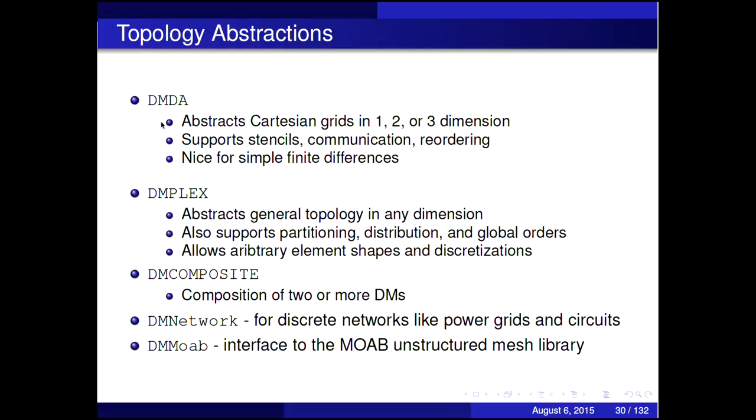The DMPlex is for finite elements and finite volume methods. So it thinks about things as being organized by element. And again, it can provide local vectors and global vectors for the mesh that's laid out across the processes, and it sets up all the communication patterns that are needed for it. DM composite is a way of combining several DMs together. So if you have a part of your grid that is managed as a structured grid and part is managed as an unstructured, DM composite allows you to manage the whole thing.